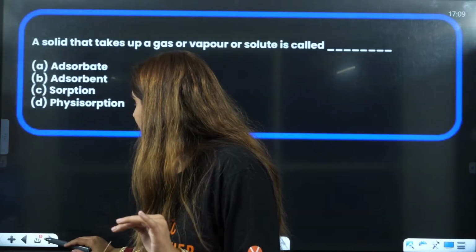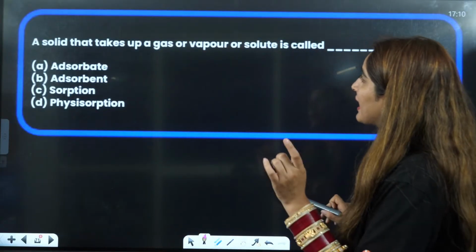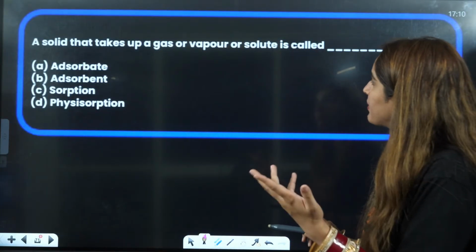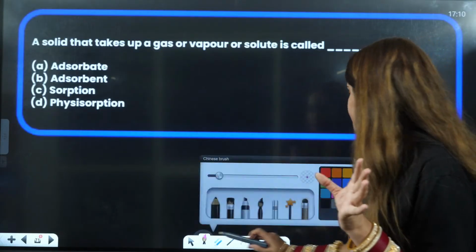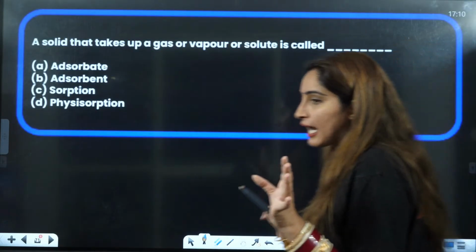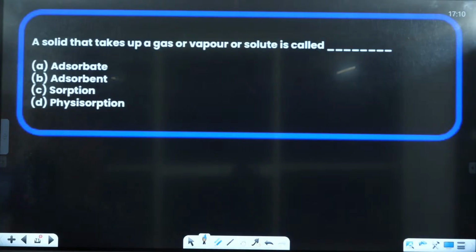Okay. Next: a solid that takes up a gas or vapor or solute is called... A solid that takes up gas. Let us see how many of you are able to answer. Yes, how many of you? Shweta, Harini, let's see how many of you are actually studying. Working out for the answer now.